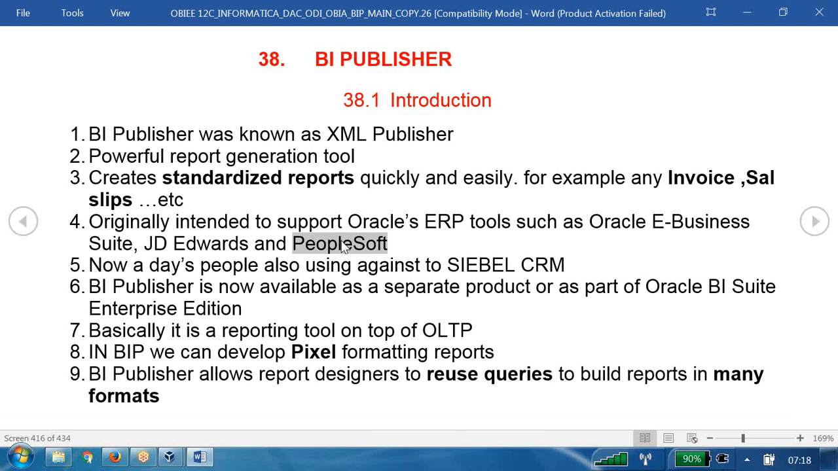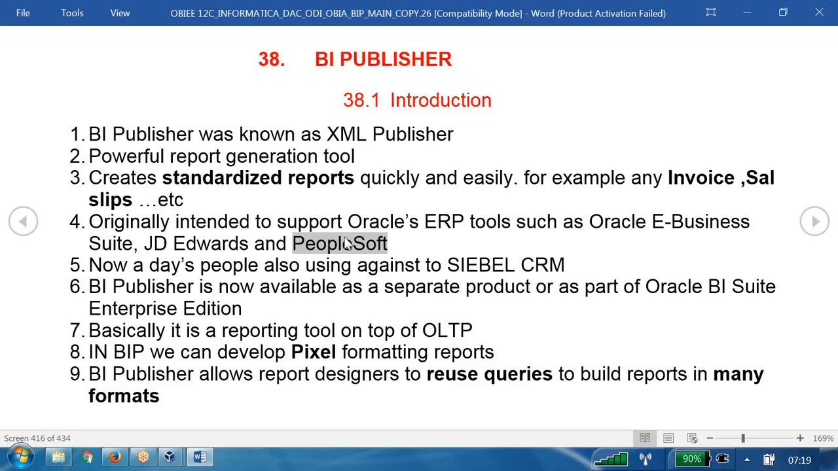corresponding applications. Those applications' backend is OLTP. The reason people used to say BI Publisher is a reporting tool on top of OLTP, on top of transactional data, and OBIEE is a reporting tool on top of analytical data, or a data warehouse. But there is no rule. BI Publisher has no intelligence, and OBIEE has no intelligence about whether it is a data warehouse or an OLTP.